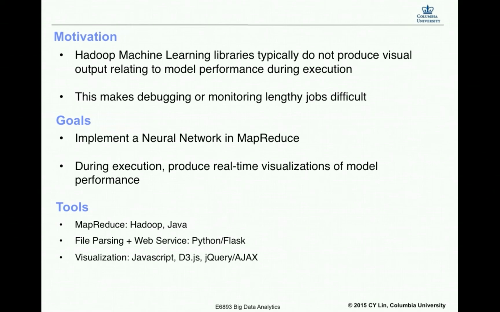So really, our goals for this project were to, first of all, implement a neural network algorithm in MapReduce. It proved to be an interesting challenge to try to parallelize this algorithm. And secondly, during the execution of the training process, we wanted to also provide some real-time visualizations so that when you're running this, you really have a better idea of what's going on internally in this job. And lastly, the tools that we used were primarily Java for the MapReduce implementation, and also Python, Flask, and other resources for providing the web server and the visualization on that web server.